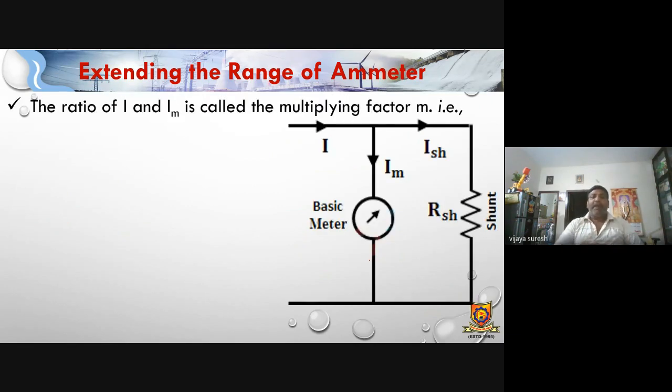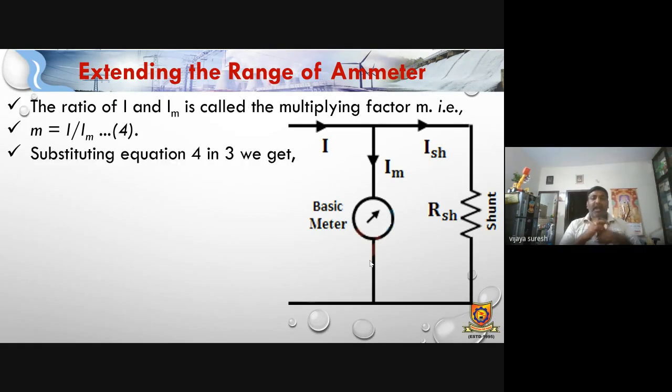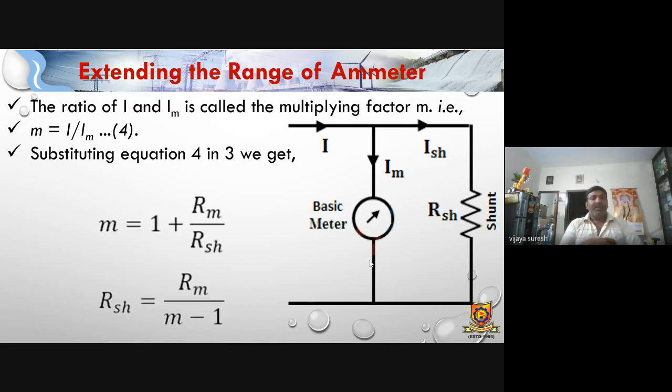The ratio of I by Im is called the multiplication factor, that is represented with small m. So m equal to I divided by Im, that is the multiplication factor. Take this equation as number 4, and now substitute this equation in equation number 3. Now we are going to get m, nothing but I by Im, equal to 1 plus Rm by Rsh.